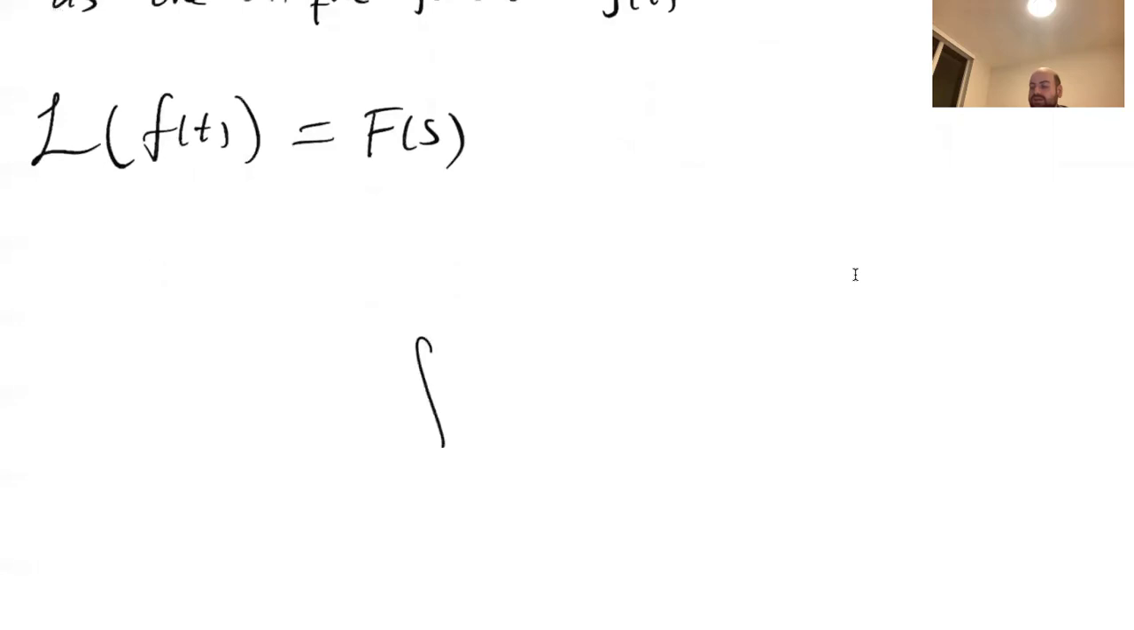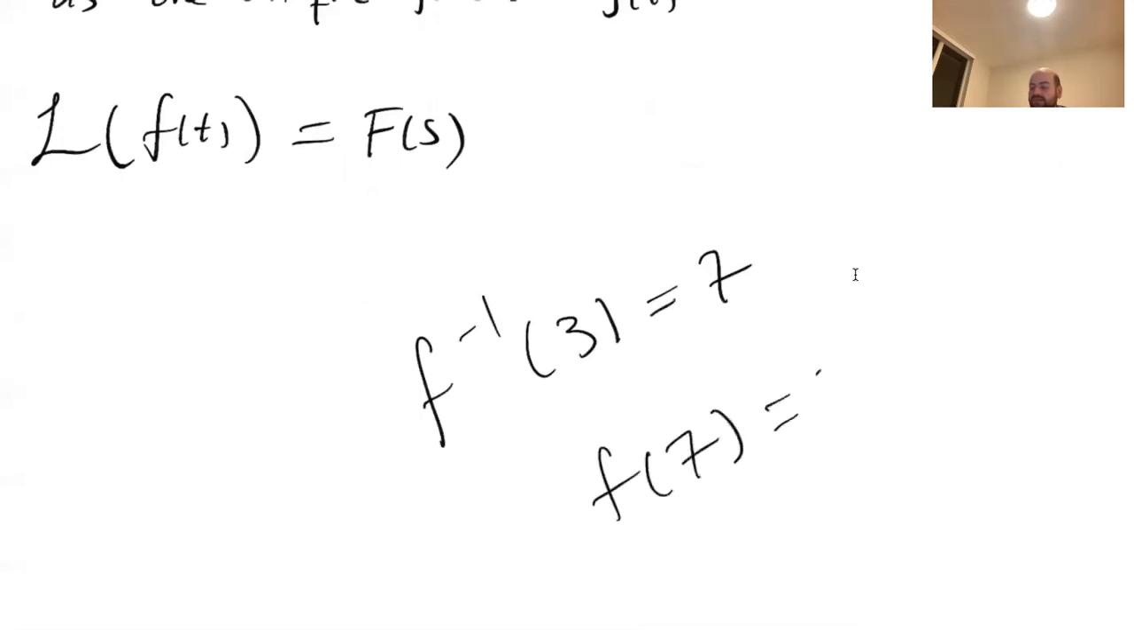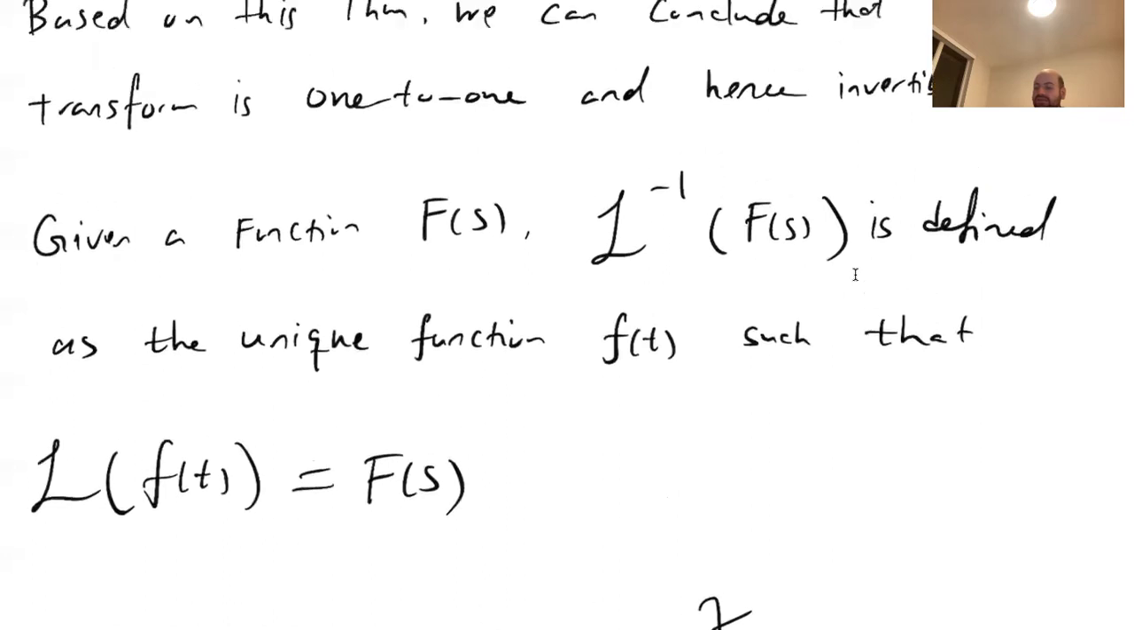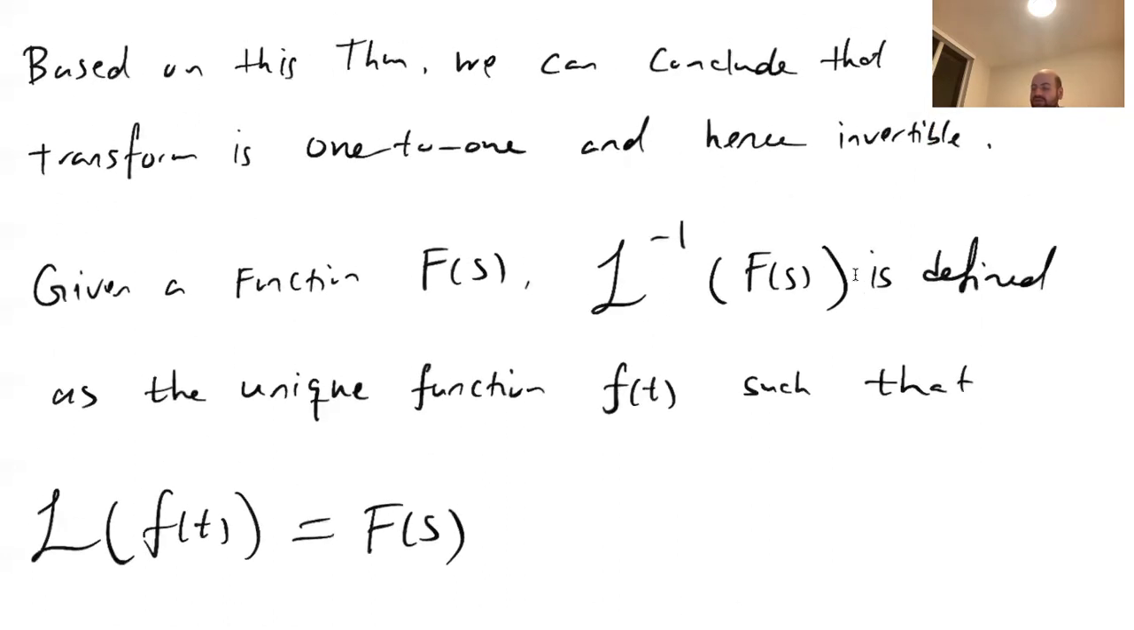So for example, when I say f inverse of 3, let's say equals 7, what does that mean? This means f of 7 equals 3, right? Inverse function changes input with output. In this case, inverse transform changes input with output. So when can I say that L inverse of capital F of s is a small f of t? If L of small f of t is equal to capital F of s.